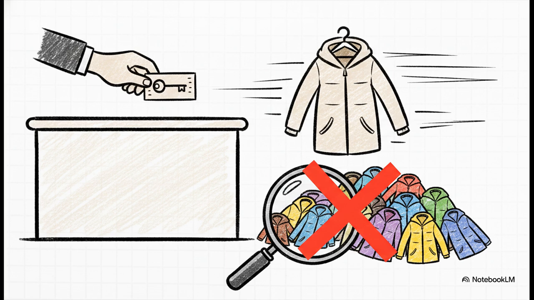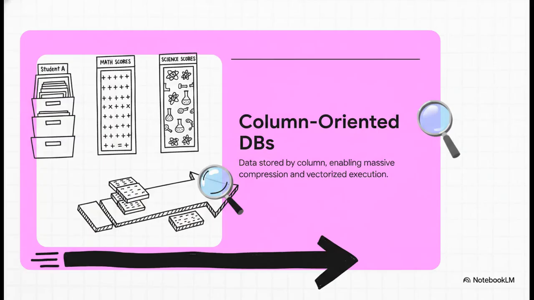But the catch? They can't answer complex queries. If you ask that coat check attendant, hey, which of these coats are wool? They have absolutely no idea. They only know tickets and coats. Then we've got column-oriented databases like Amazon Redshift and Google BigQuery. Imagine a warehouse full of school report cards.